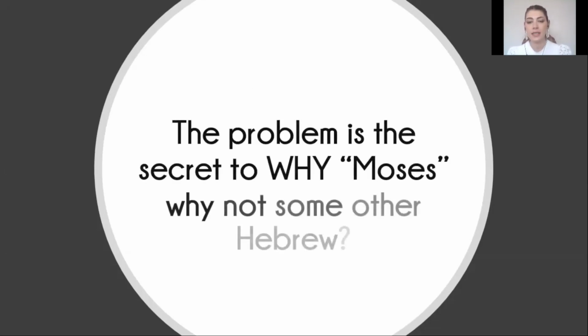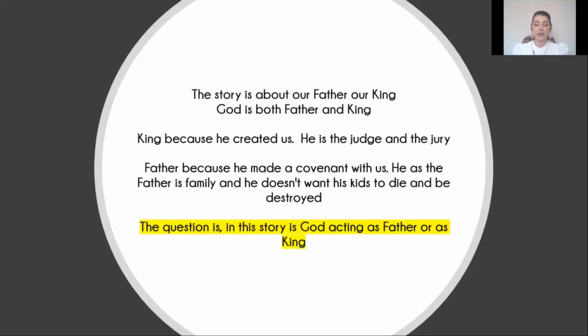The problem is the secret to why Moses in the first place. Why not choose someone else? Why not choose any other Hebrew people and appoint them as an authority to go to Pharaoh? I mean, Moses is not even in Egypt. He's in Midian. Wouldn't it have been closer to choose a Hebrew guy already living in Egypt to go and speak to Pharaoh? Why choose someone that's living outside to then have to travel to do this? And so if we want to understand why God is acting the way God is acting, appointing someone and then trying to kill them, we need to understand that the story is about our Father, our King.